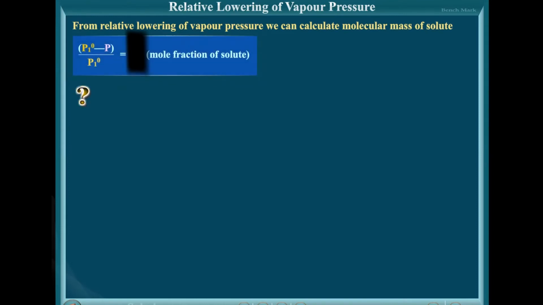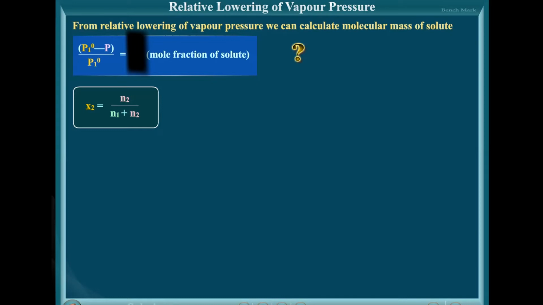From the relative lowering of vapor pressure, we can determine the molar mass of the solute. So we are going to learn the determination of molar mass of the solute from relative lowering of vapor pressure. So relative lowering of vapor pressure is equal to the mole fraction of the solute. You know what is mole fraction? X2 is the mole fraction of the solute, and X1 is always that of the solvent. It can be X1, X2, or in some textbooks it's written as XA, XB. Both are same.